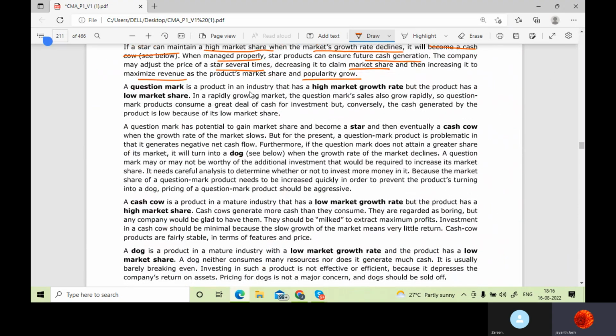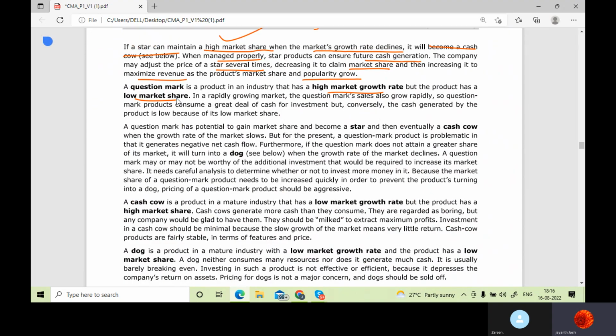Question mark is a product in an industry that has high market growth rate but the product has low market share. So you're understanding the growth rate in the market is very good, but the product is struggling to find market share. It has not captured a bigger chunk of the market like star. So in a rapidly growing market, question mark sales also grow rapidly. Slowly, steadily it will grow. Question mark products consume a great deal of cash for investment, but conversely, the cash generated by the product is low because it's low market share.